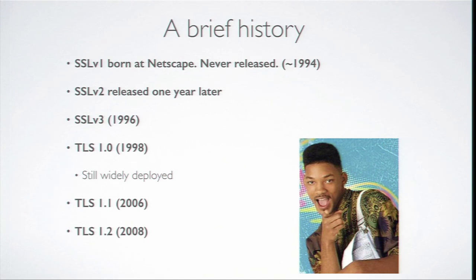And by the way, it has two names and I'll explain why in a second. So SSL, Secure Sockets Layer, was born at Netscape Communication Company, back in 1994. We have no idea what version one of that protocol was because it was so bad they never released it. Then about a year later in 1995, they released SSL V2. That was the first version of SSL that was ever released on the internet.